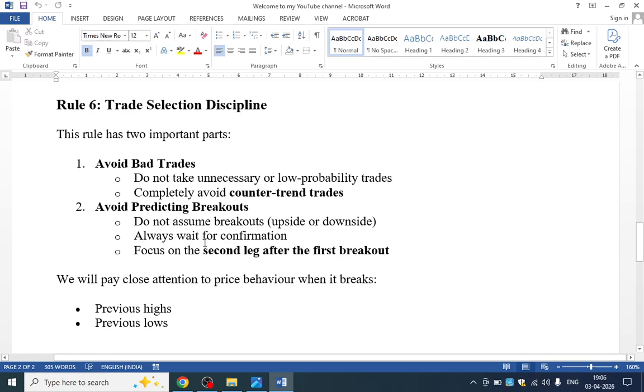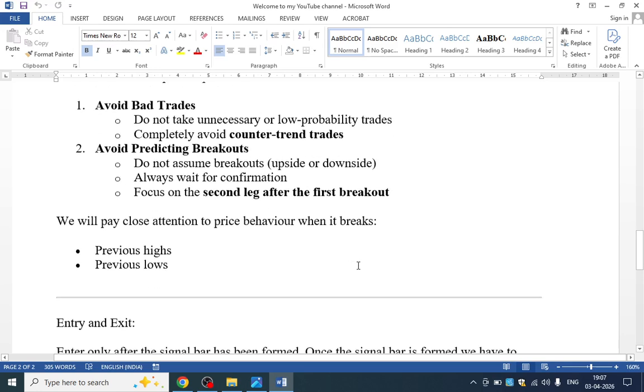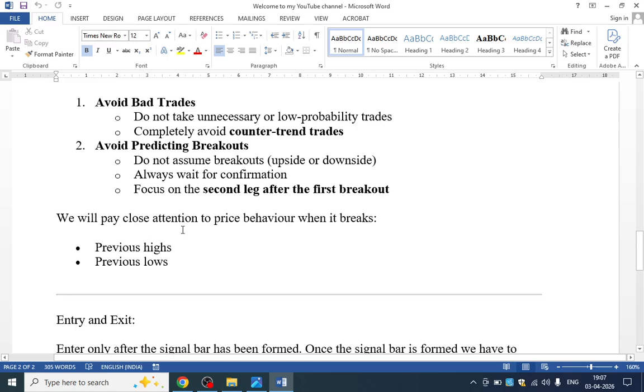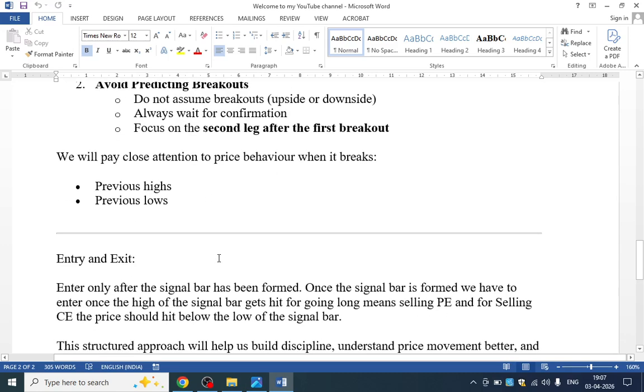It means that once the price is going in a trading range and somehow it is going to break out in either direction, we will never assume a breakout. We will always wait for confirmation after the breakout has formed, and we will try to focus on the second leg after the first breakout. So we have to pay close attention to the price behavior, previous highs and previous lows.